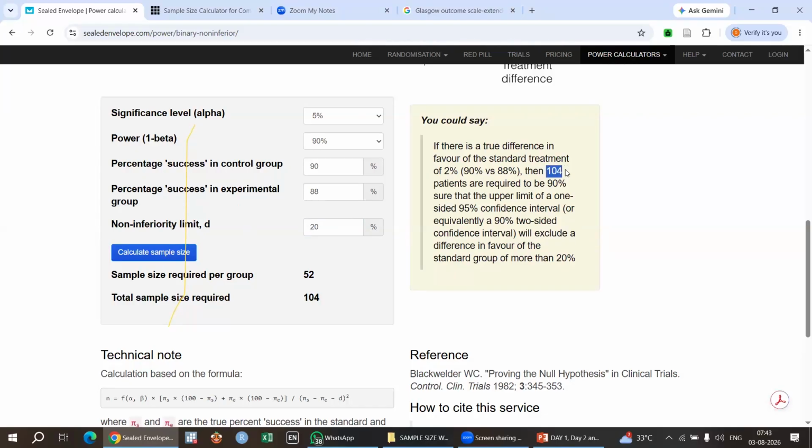And when we did it manually, it also came 52, approximately 52. And using this formula, it came 52. It is a total 104. So in each group, it is 52. So this is about how to calculate a sample size. Here it is written, okay? Here it is. So you can use this sealed envelope.